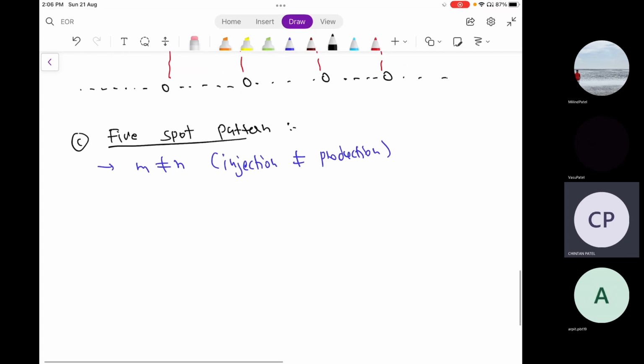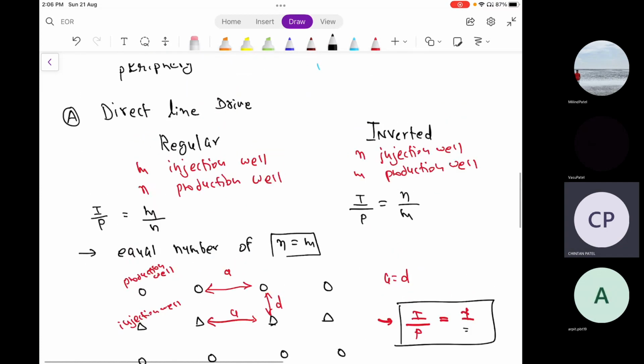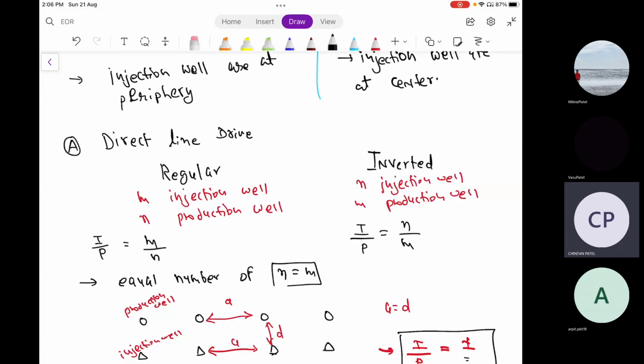So let me draw first. It's a simple regular five spot. A regular five spot means whenever we have a regular pattern, in that case your injection wells are always greater than your production wells. Okay, so when I say regular, remember one thing: m is greater than n always. And when I say inverted, in that case, m must be greater than n. In both cases m is greater than n, but m here is the injection well.